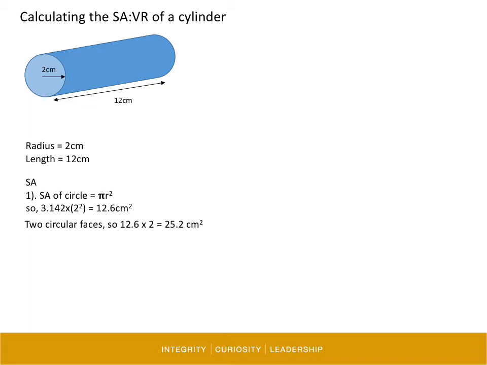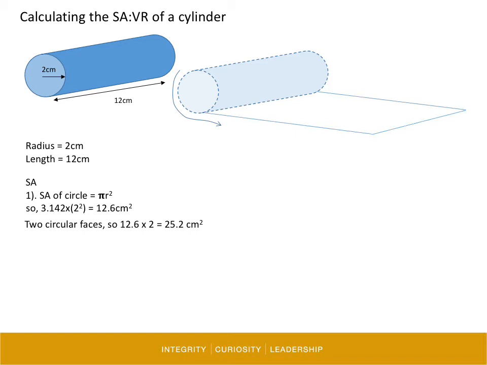Now we need the surface area of the main body of the cylinder. So let's imagine that our cylinder is a roll of wallpaper or carpet or a rug, and we roll it out. What we get if we roll out our cylinder is a rectangle. So we have the length, we know, is 12 centimeters, and the width is what we want to find out. It's what we don't know. If we can find that out, we can just do a calculation as if we're calculating the surface area of a rectangle. What we do know is that the width is equal to the circumference of a circle. So that's the calculation that we need to do.